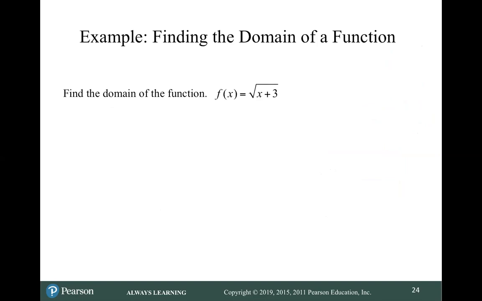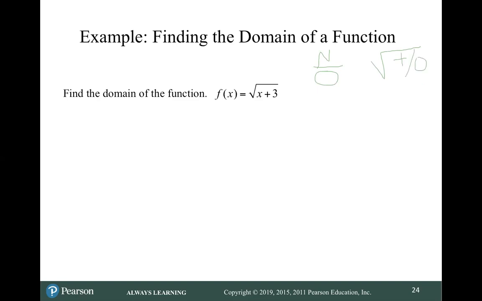So let's practice finding the domain of a function. In order to find the domain, remember we had 2 restrictions. We cannot divide by 0, and we can only take the square root if it is not a negative, so positive or 0.